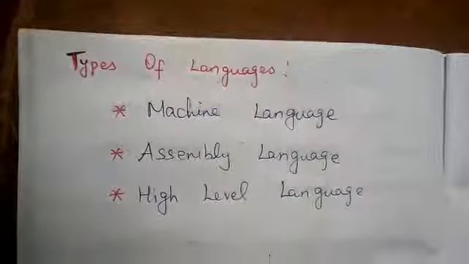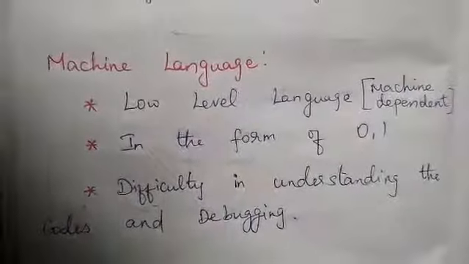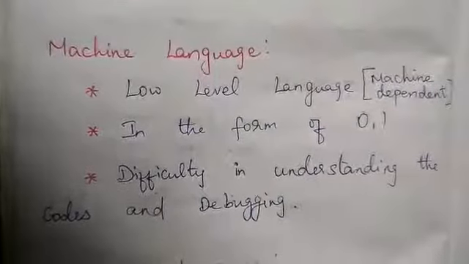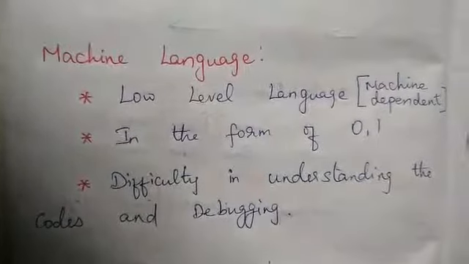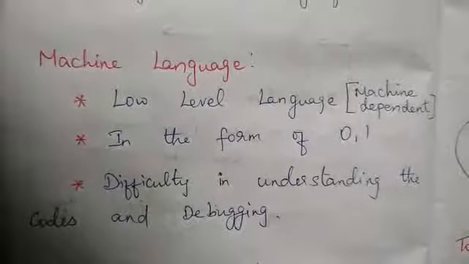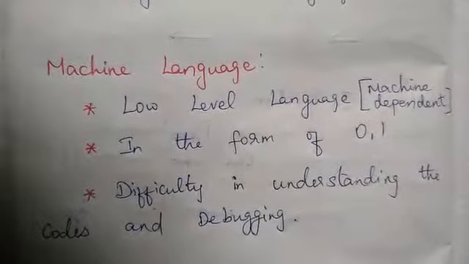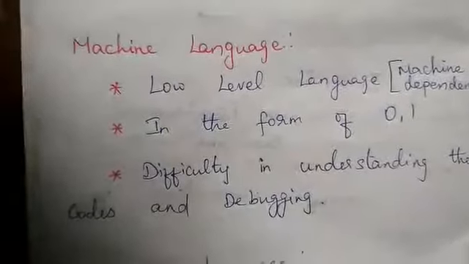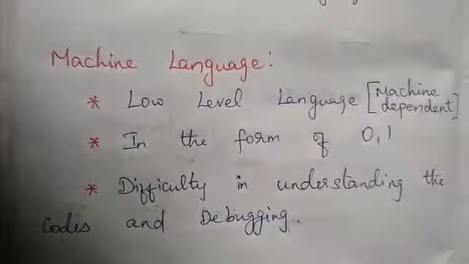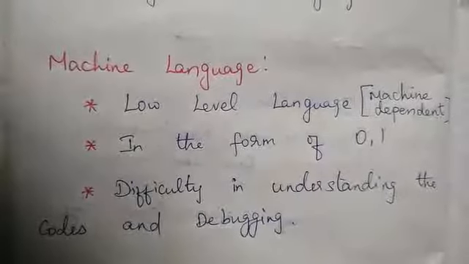Now, machine language. Machine language is also called low-level language. These languages are in the form of zeros and ones. Here, the coding is written in the form of zeros and 1, which is understood by the computer, and the output also we will receive in the form of zeros and 1. These low-level languages are machine dependent. What is the meaning of machine dependent? The program coding written in one computer cannot be seen in another computer.